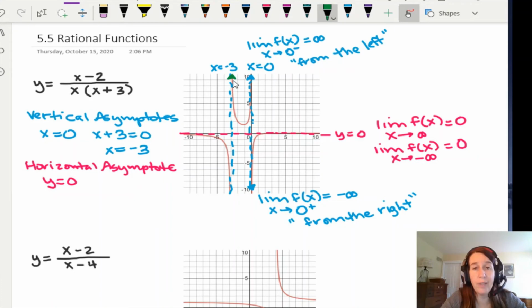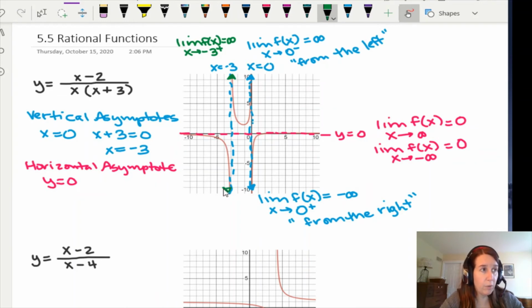The answer is going to be infinity, but we also have to be able to write the limit. So this is actually from the positive side, right? This is on the right of -3. So we would say the limit of f of x as x approaches -3 plus from the right is equal to infinity. Okay.